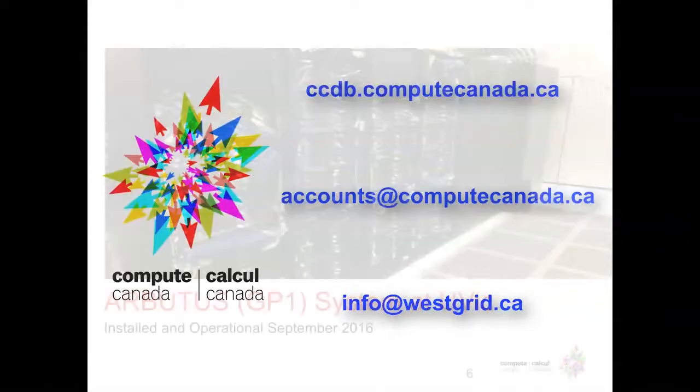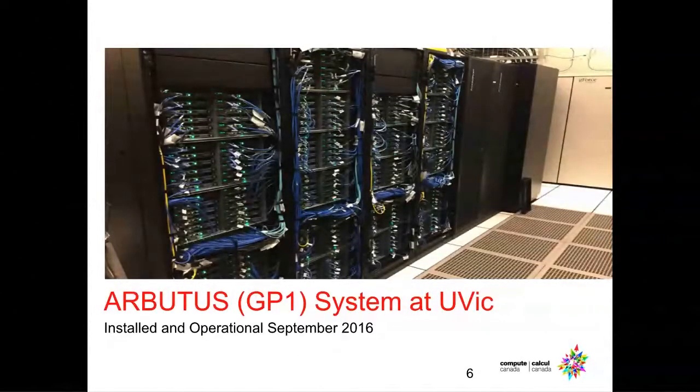So let's talk about the cloud. The cloud system that we're focused on today is Arbutus. It's also known as GP1 for General Purpose System 1. It was one of the first new systems that was granted to Compute Canada, and Arbutus is the name that was just chosen for it. It's been installed and operational since about 2016, and it's got about 7,000 cores.